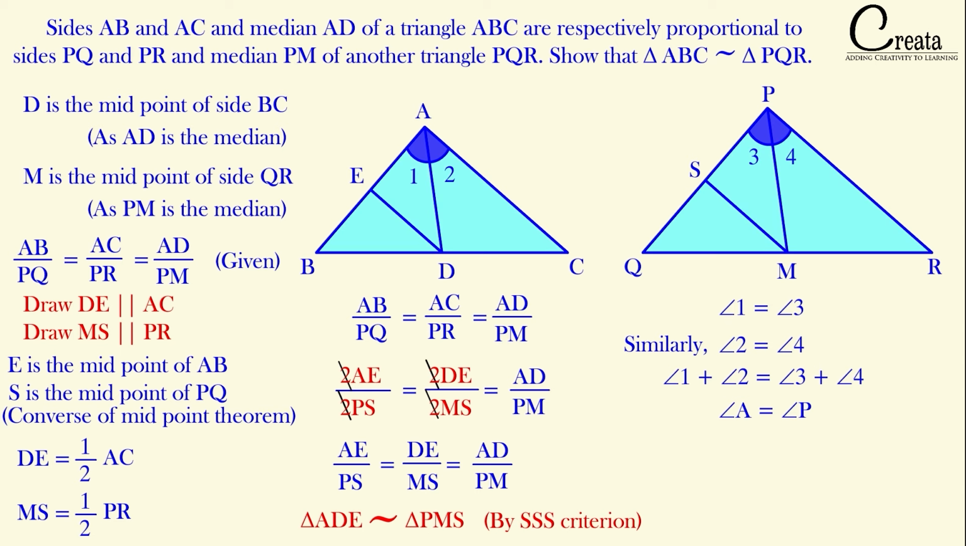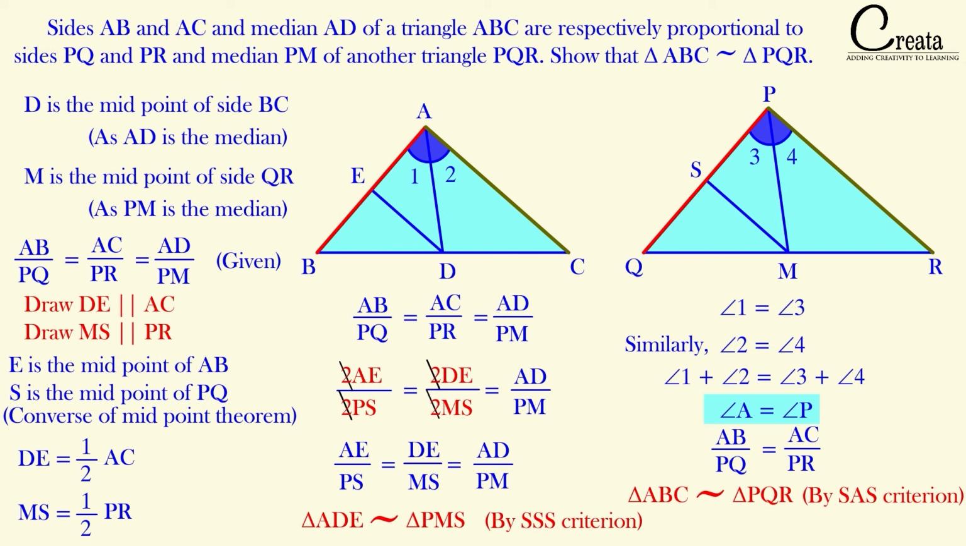Here if we take triangle ABC and triangle PQR, AB upon PQ is equal to AC upon PR, which is given in this question. So the ratio of two corresponding sides is equal in both triangles, and further the angles in between these two corresponding sides, that is angle A and angle P, are also equal. The same thing we have proved as equal. So by the side angle side criterion, both the triangles are similar to each other. That is the answer to this question. We are done with this question. Let's move to the next question.